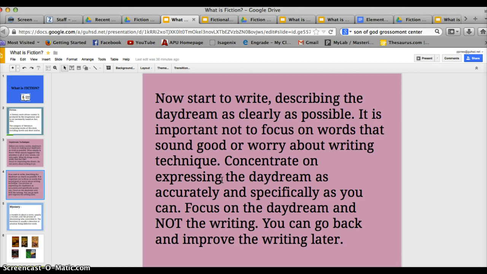Now, as you open your eyes, I want you to start to write, describing the daydream just as clearly as you possibly can. It's not necessarily important to focus on just the words and proper spelling, but just to write down what you saw. Concentrate on just being able to express that daydream so somebody else reading your writing could also envision the same thing. We can always go back and improve it later.